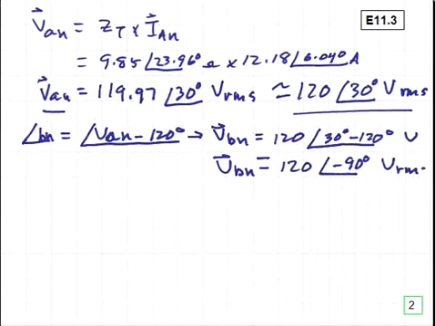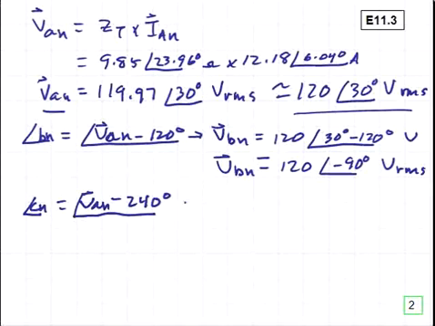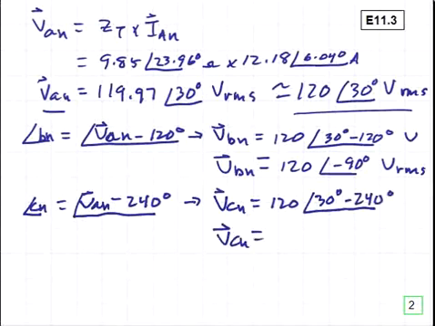Those will be RMS. Then the phase angle of the CN phase will equal the angle of VAN minus 240 degrees. This will give us that VCN is equal to 120 for the amplitude, 30 degrees minus 240 degrees, which is equal to 120 at an angle of minus 210 degrees volts RMS.